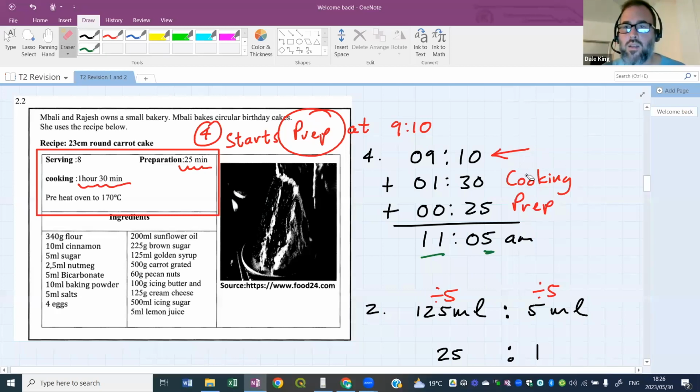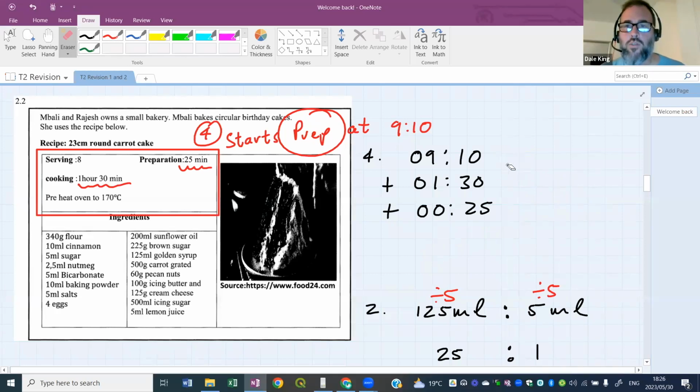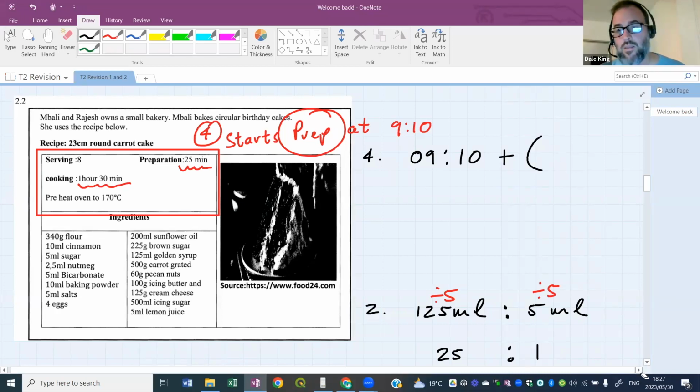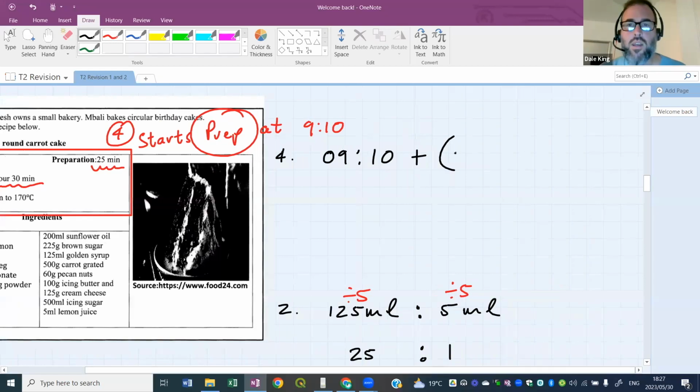That's fantastic. I'm going to show you another way to do it as well, but this method is absolutely correct. Well done. Now I'm going to show you another method. Just remember that 11:05. Some of you must have used this method. You might have said, I need to take my 9:10 and add on some time. Now, you know me, guys. I like to use brackets. So this in the bracket here is the time I need to add on. And like Emmanuel did, I'm adding the preparation time, and I'm also adding the cooking time. So that's 1 hour 30, and that's 25 minutes.